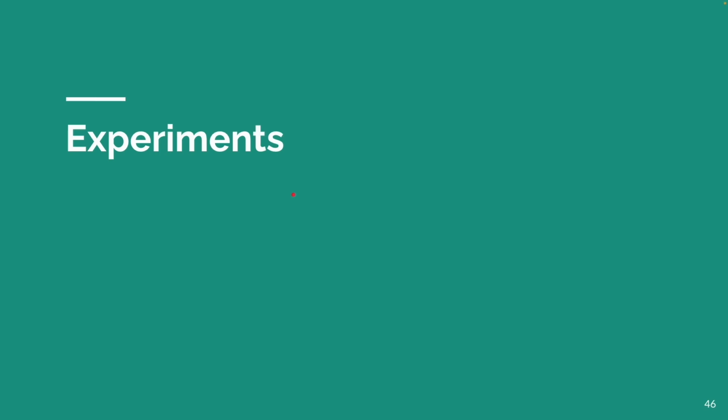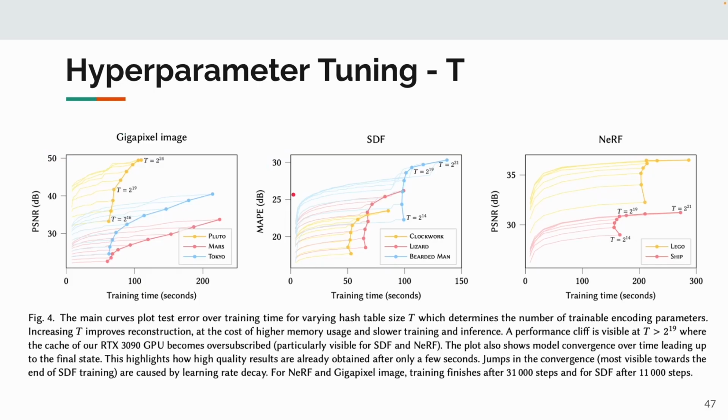Okay, let's talk about our experiments. First, let's discuss how the authors of Instant-NGP decided the size of the hash table. They conducted different experiments on GIA, SDF, and NeRF. For this test, setting T to 2 to the power of 19 yields the best result in terms of training time and quality. As you can see, this T is on the upper left of this diagram for each task. It's worth mentioning that the performance cliff appears at T greater than 2 to the power of 19. Like here, they have the performance cliff.